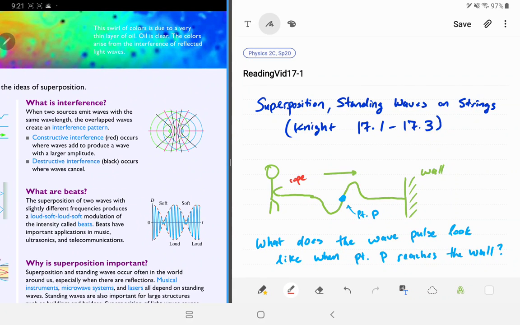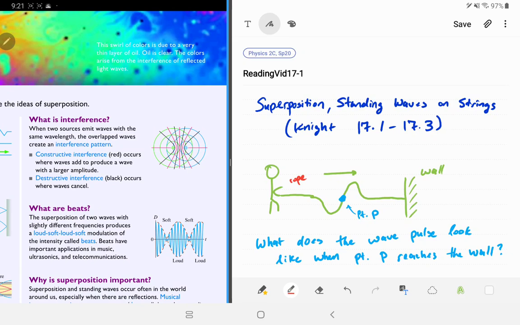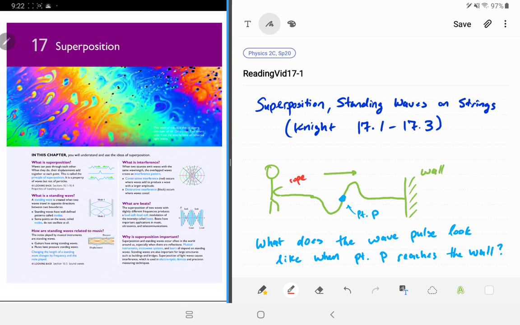Later, there are parts of this chapter that we're going to skip over for now, so interference of waves, constructive versus destructive interference. We're going to revisit this chapter in preparation for talking about this in the context of light. So there will only be two videos for this chapter.